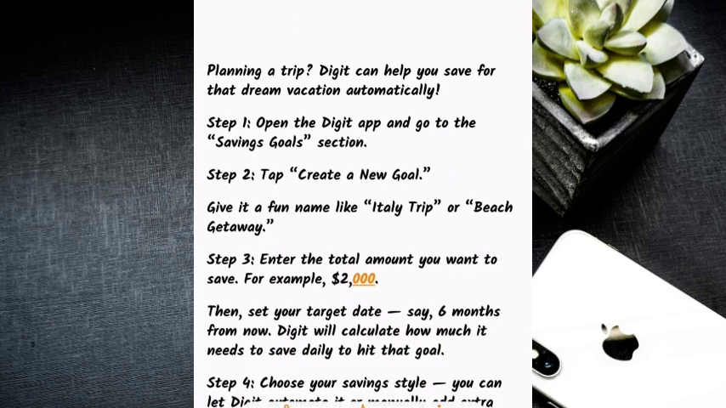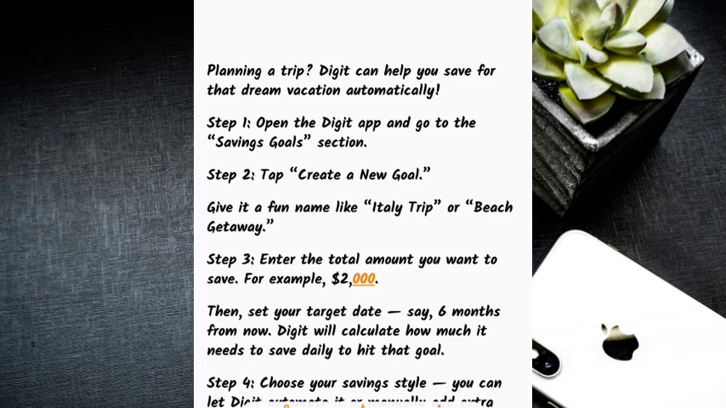So first step, open the Digit app and go to the savings goal section. Once you're there, tap create a new goal. Give it a fun name like Italy trip or beach getaway, Miami vacation, whatever it is. Just go ahead and set the name.